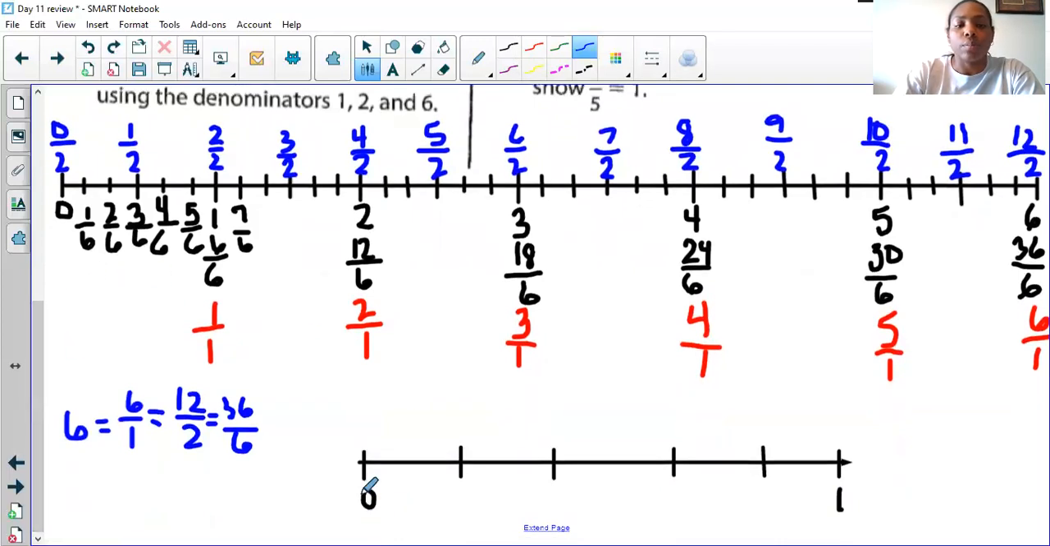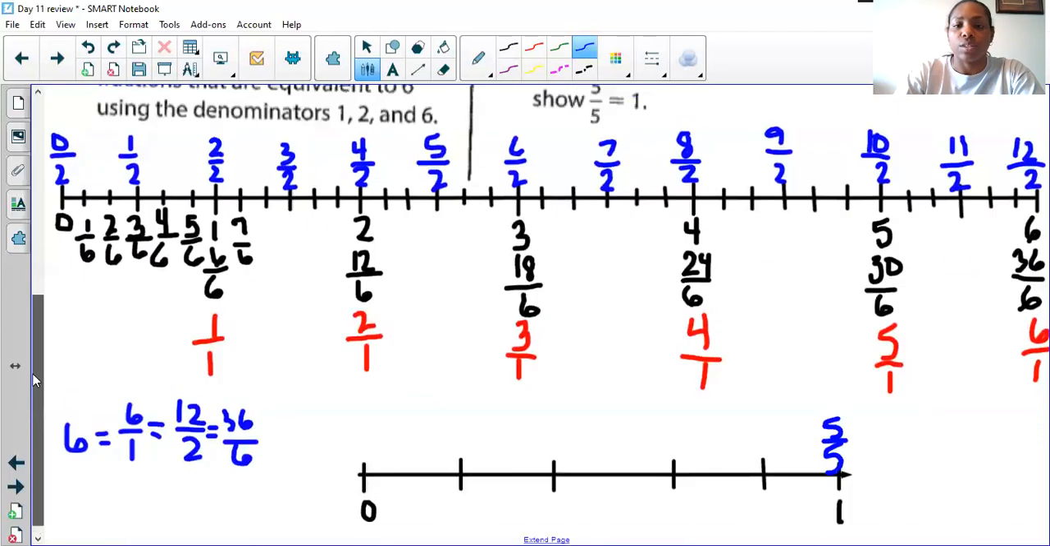All right, good job. So I noticed that you have gone ahead and completed your number line. This should be 1/5, 2/5, 3/5, 4/5. And then of course, we have our 5/5 right here. So 5/5 is equal to 1, just as question number 11 was asking us to use a number line to show that.